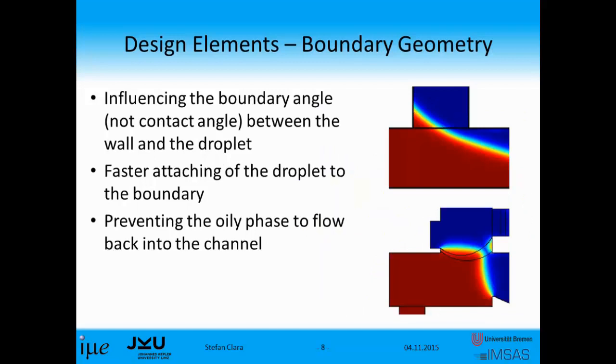The third element is the boundary geometry. It's the simplest element. We prevented the oily phase from flowing into the side channel by applying a larger area in this region here. And we also applied a triangular structure in the main channel so that the droplet can attach faster to the lower boundary.